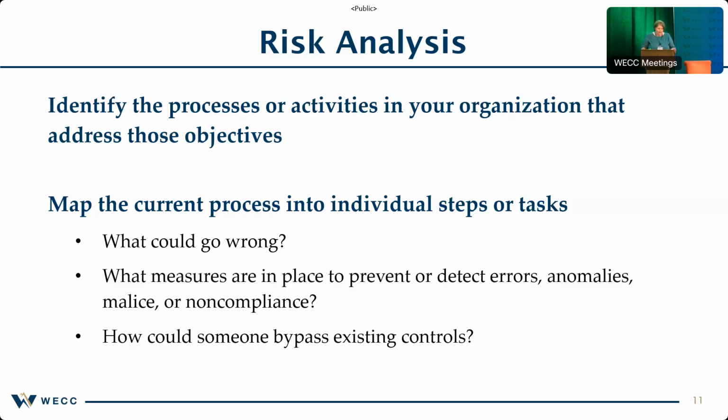So we have a process map. We identify the parts of the process that are required to achieve the objective.